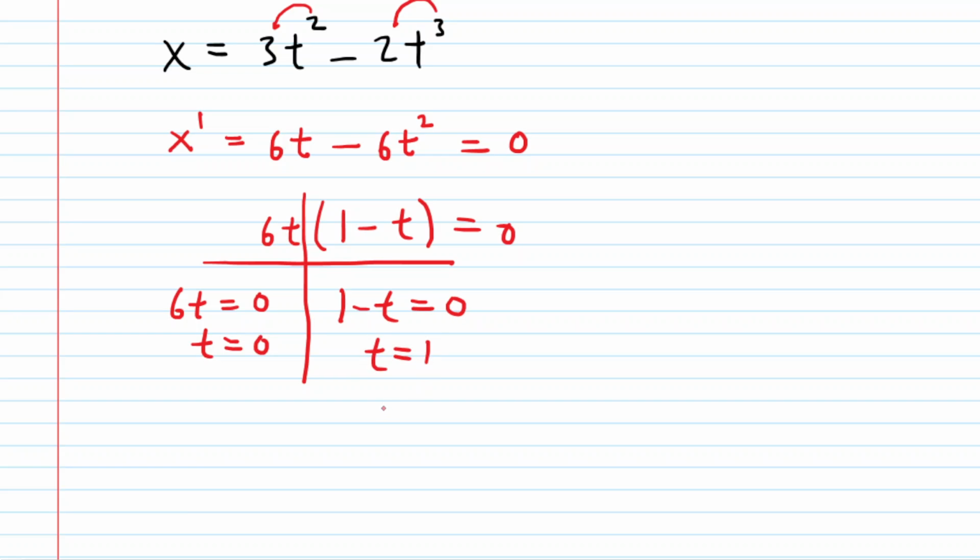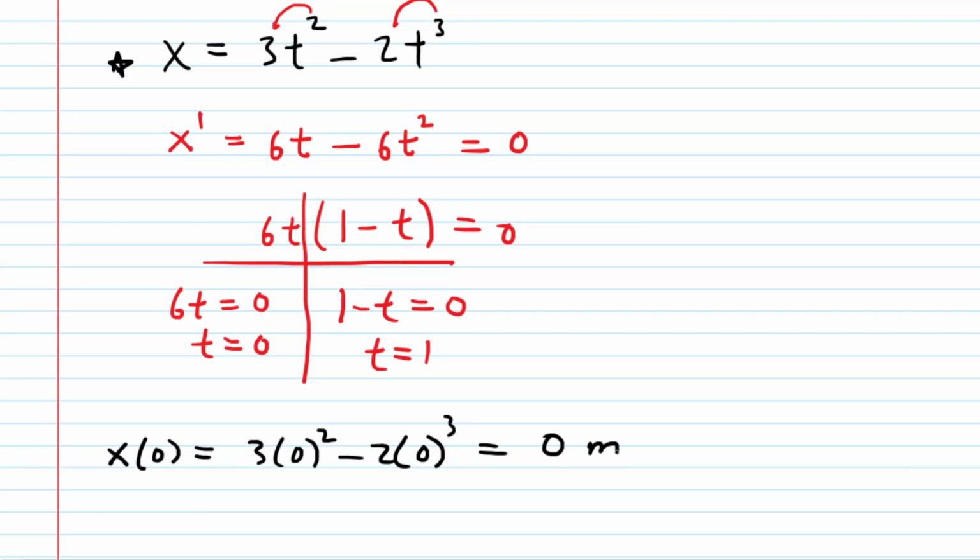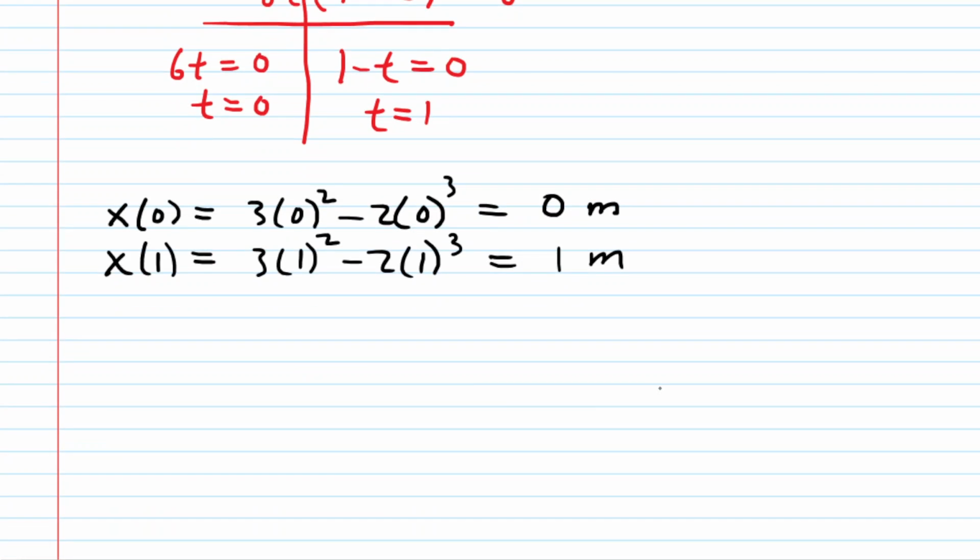Now, we have to figure out at which time we would have a maximum positive x position. So what we'll do is plug these time values back into our position equation. So for example, if we calculated x at a time of 0, we would have 3 times 0 squared minus 2 times 0 cubed. If you work this out, you get 0 meters for the position. Let's plug in 1 second next. And when you simplify that, you get 1 meter. So these are the possible maximum position values.